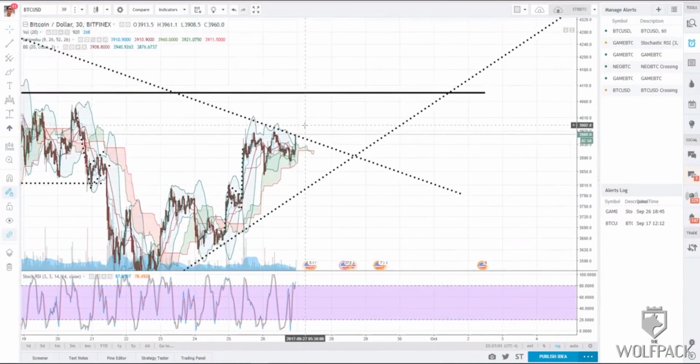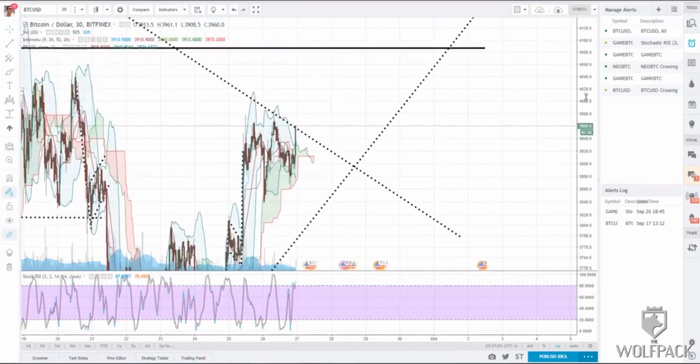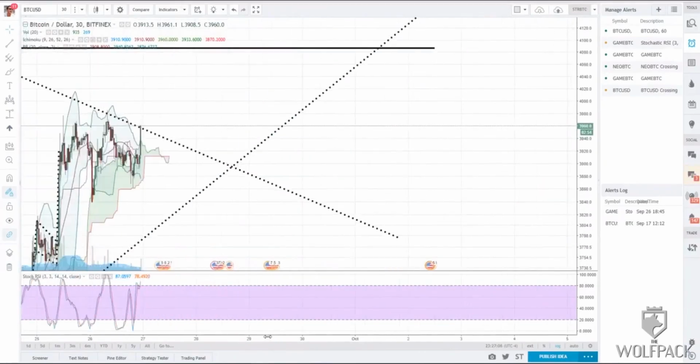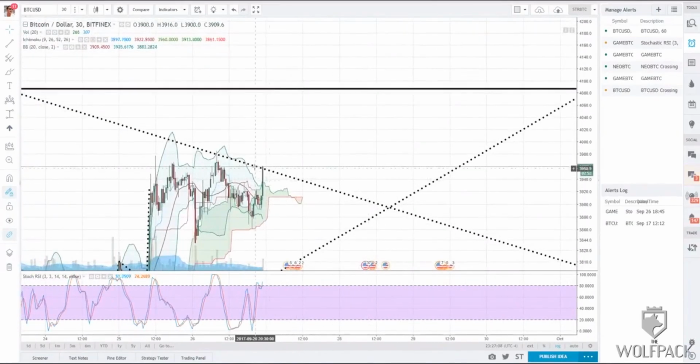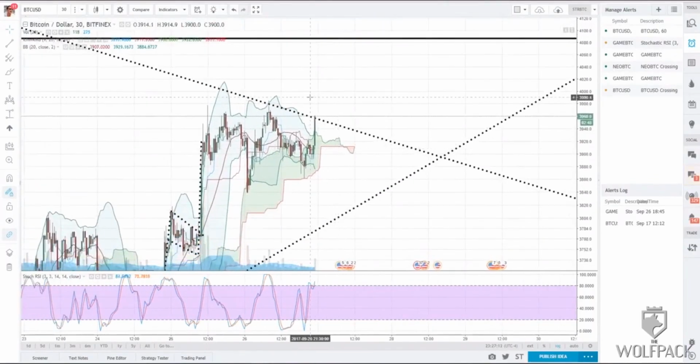Oh, is this happening? Is this happening right now? Oh my God, look at that. Alright, so we may have a nice little short squeeze. A little bit too early to celebrate, but if that breaks it, it's awesome.